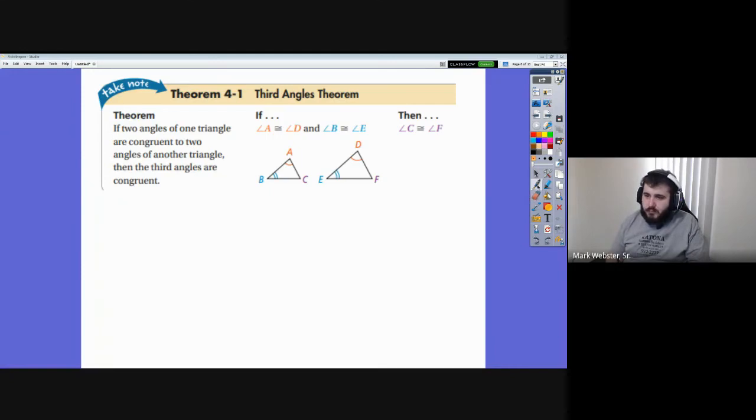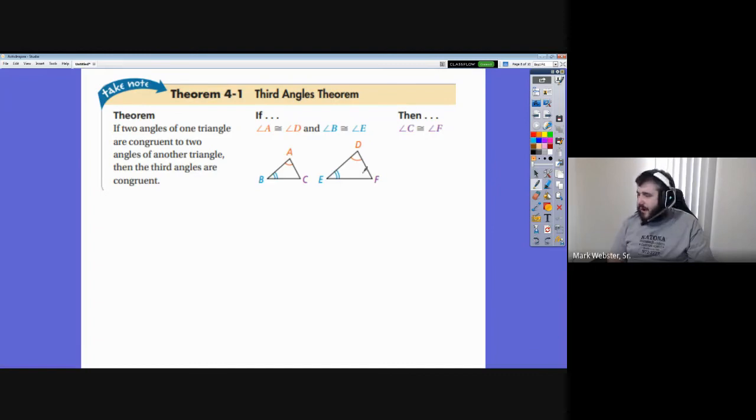So the third angles theorem basically says if you know that you've already got two pairs of angles in a triangle that are congruent, the third pair of angles also must be congruent whether you have it already or not. So we know, and here's how we show this. We know that angle A and angle D are the same, angle B and angle E are the same, angle C and angle F are the same. Well, we don't know C and F yet, right? That's what we're trying to find. But we know A and D are the same and B and E are the same.